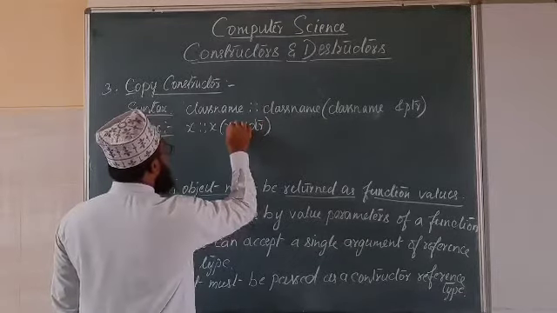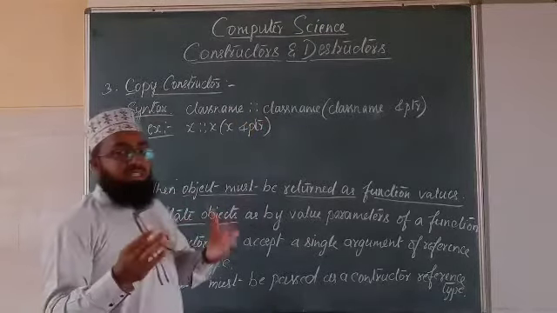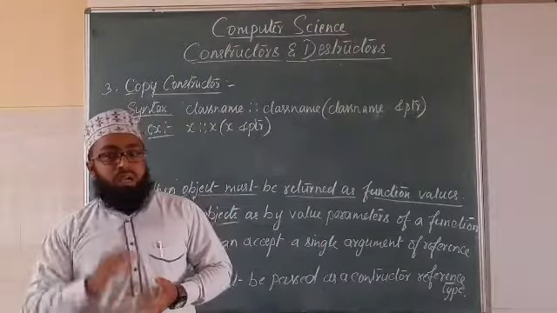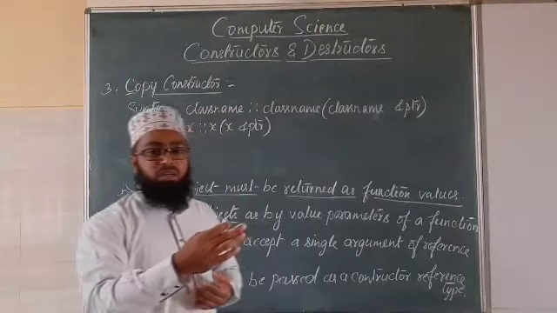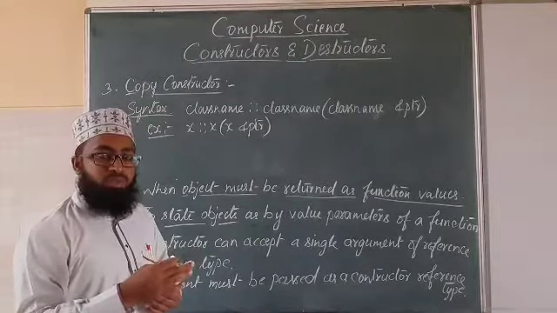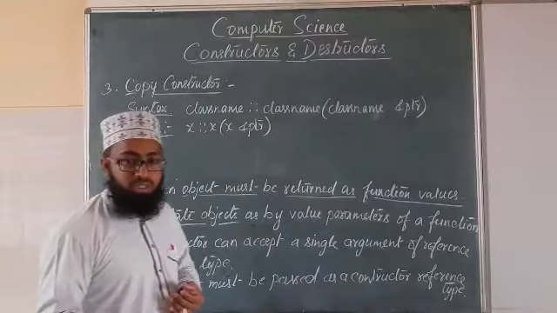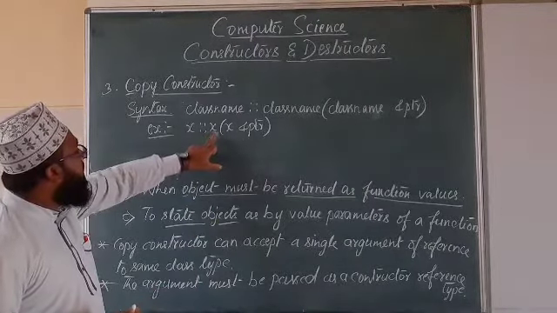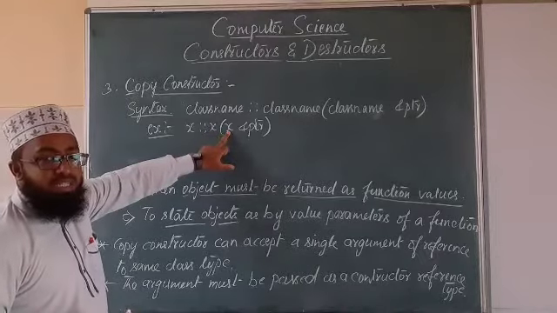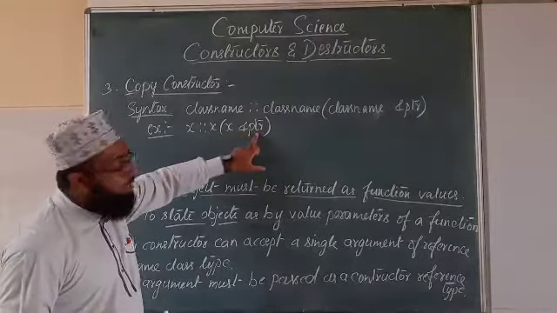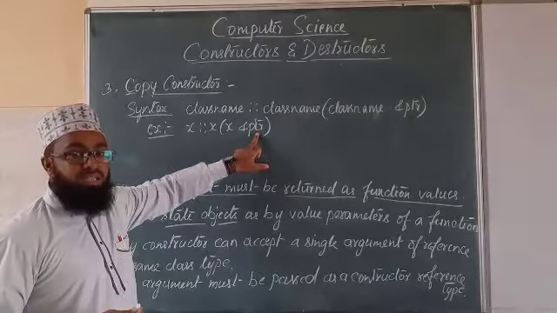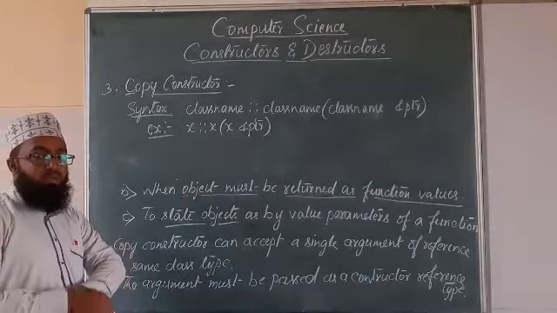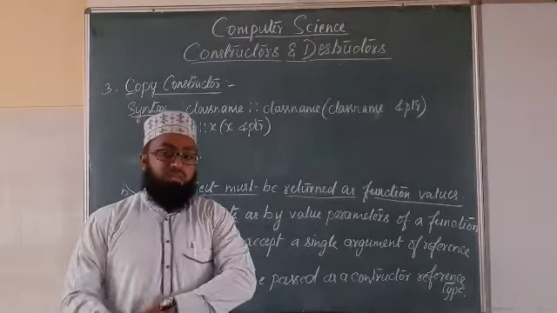ptr. See, here, what is the definition of copy? What is the use of a copy constructor? An object can be copied using this. An object can be copied to another object using a copy constructor. So here, x is an object. It is copied to another object, that is ptr. So like this, the syntax and example of a copy constructor can be given.